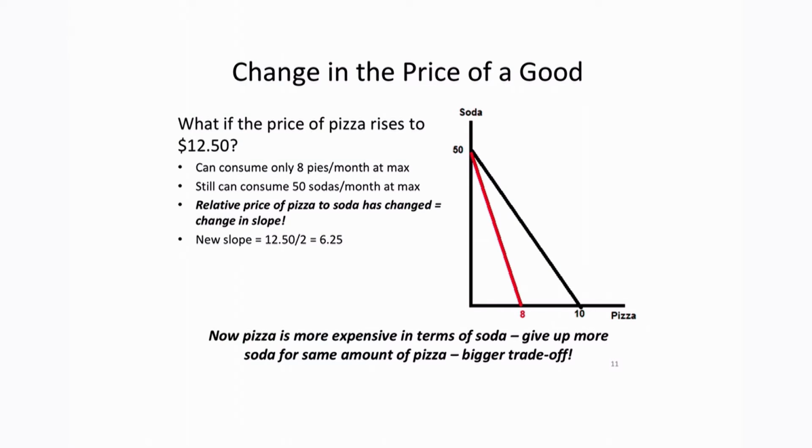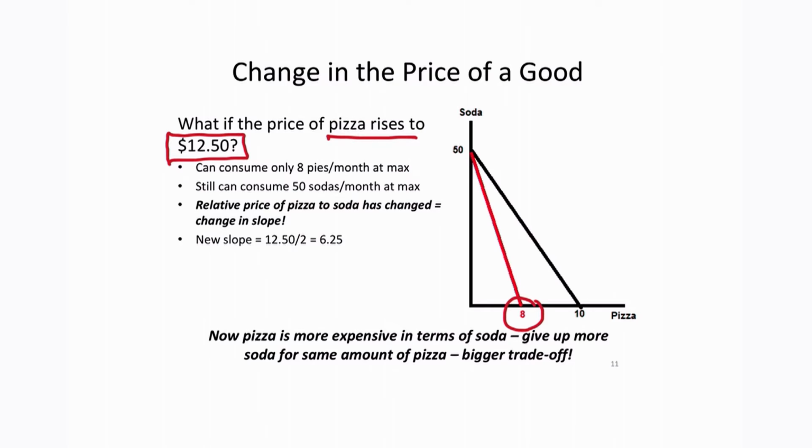Now, what if we have a change in the price of one of the goods? Let's say that now pizza becomes more expensive, and now it costs $12.50. So at the maximum, now he can only consume 8 pizzas if he spends all of his income, all $100, only on pizza. Okay? Still, at the maximum, if he spends money only on soda, he can consume 50 sodas.